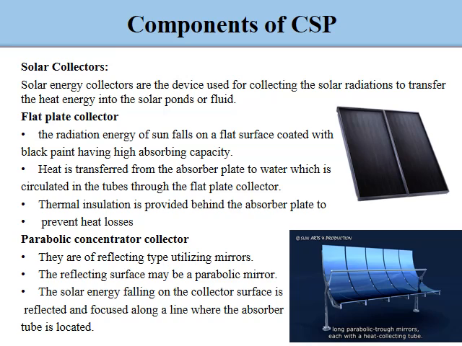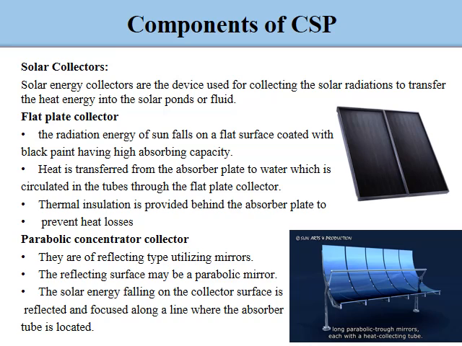You can see this is a flat plate and this is a parabolic. In the flat plate collectors, the radiation energy falls on a flat surface coated with black paint having high absorbing capacity. Heat is transferred from the absorber plate to water, which is circulated in the tubes through the flat plate collectors.